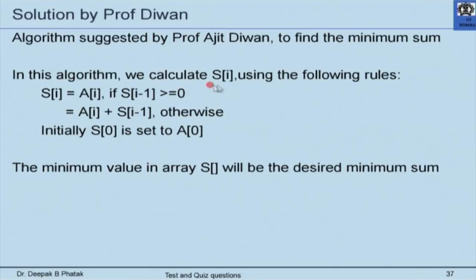that we calculate S[i] using these rules simply. S[i] is A[i] if S[i-1] is greater than or equal to 0, or it is A[i] plus S[i-1] otherwise. Okay. Initially S[0] is set to A[0]. A is obviously the array of the given elements, and S is the array of partial sums that we calculate up to any point i. So, as I said, I will not dwell on this.